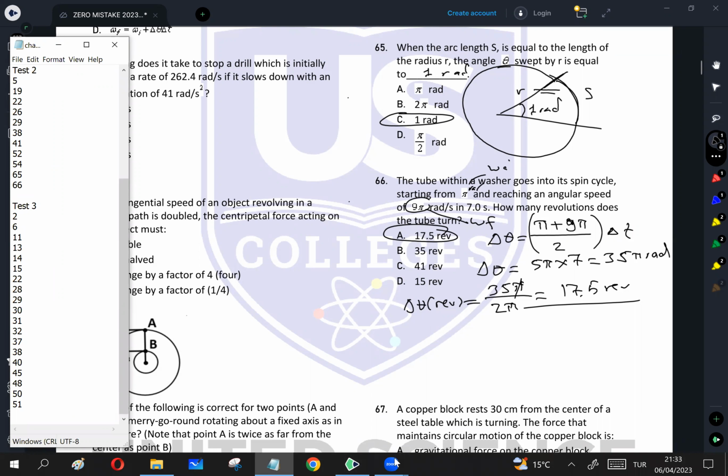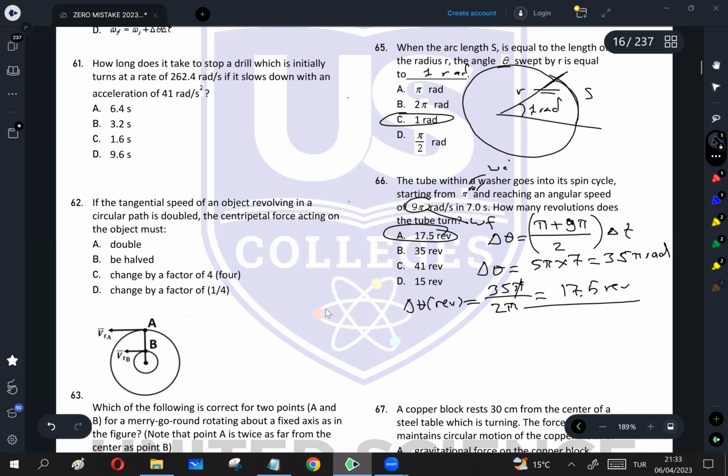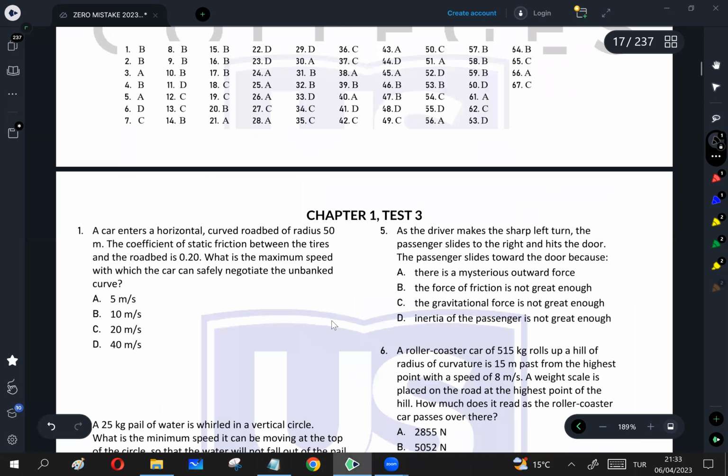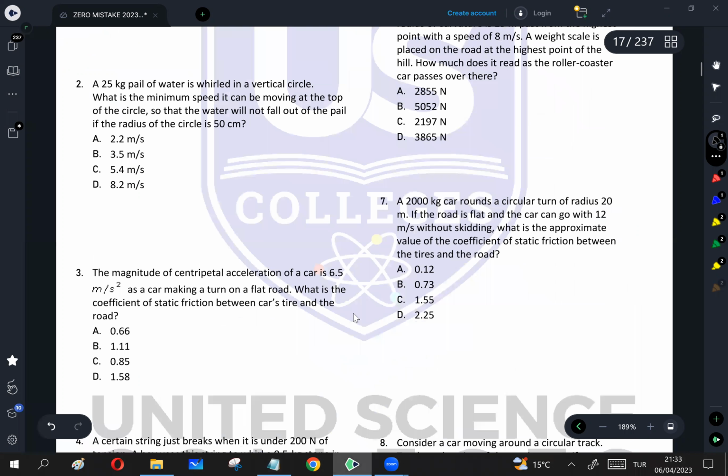Question number 2, test 3. Question number 2. A 25 kilogram pail of water is rolled in a vertical circle. What is the minimum speed it can be moving at the top of the circle so that the water will not fall out and it will stay in the pail if the radius of the circle is 50 centimeters.